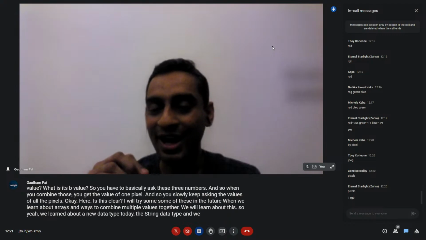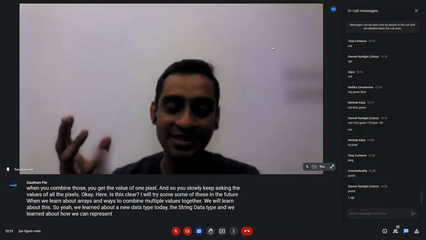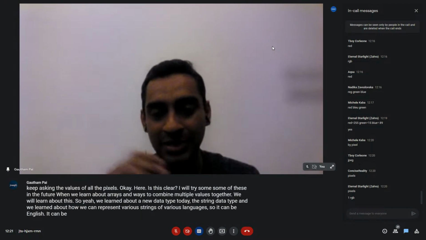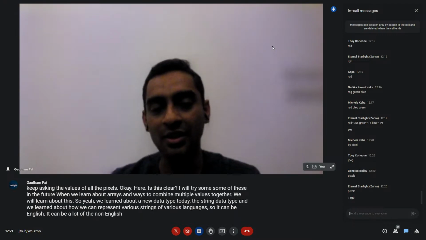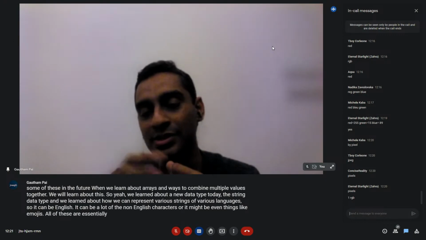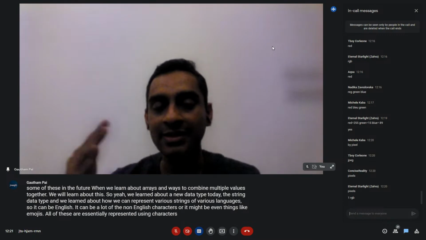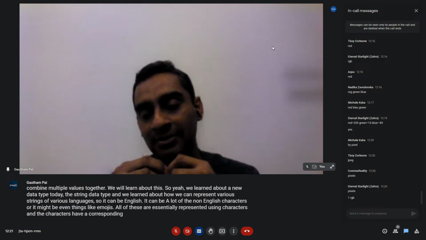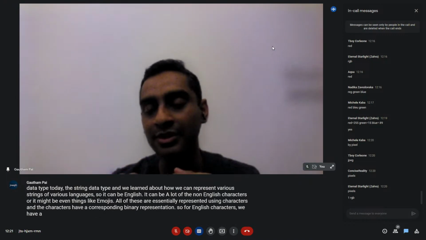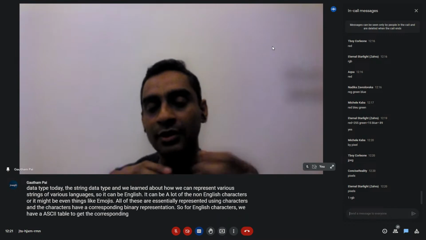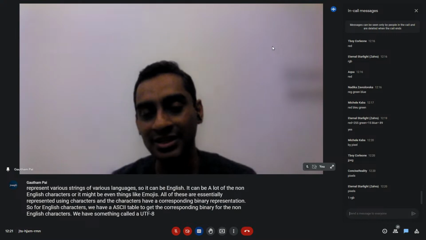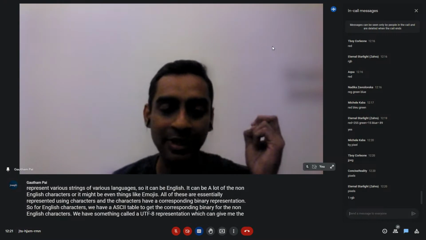And we learned about how we can represent strings of various languages. So it can be English, it can be a lot of the non-English characters, or it might be even things like emojis. All of these are essentially represented using characters, and the characters have a corresponding binary representation. So for English characters, we have an ASCII table to get the corresponding binary. For the non-English characters, we have something called a UTF-8 representation, which can give me the equivalent binary.